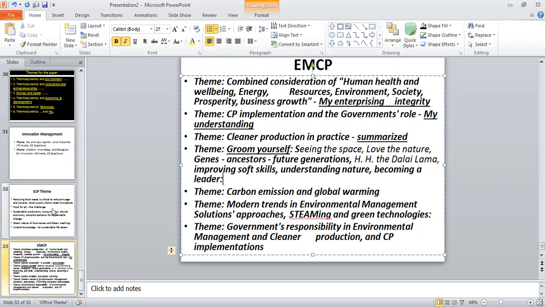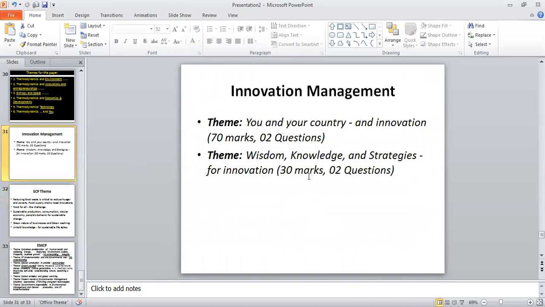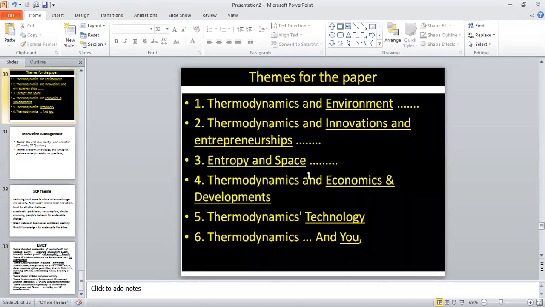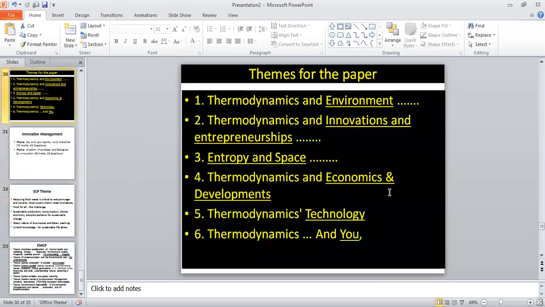So you can see that same way. So here the challenge. These are nice themes as well. So innovation management, two themes. You and your country. 17. Very nice questions. That's why in your case also there will be themes. So that's how we can make the subject meaningful.